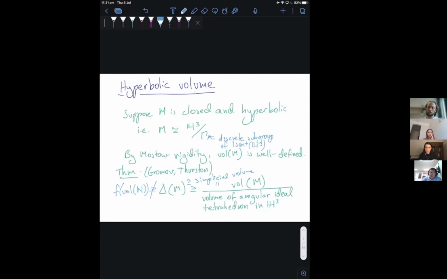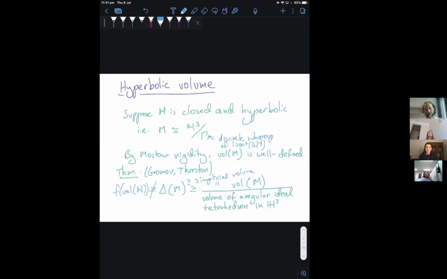Actually, sorry. The statement that I'm really confident in is that they're definitely within some constants. I'm not sure if they're equal. I think Lackenby and Purcell in their paper deal with exactly this question, but I'm not sure what the answer is. Okay, thanks.